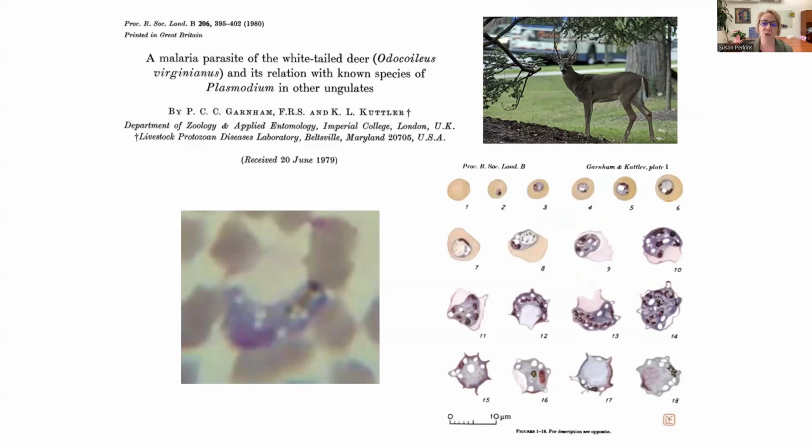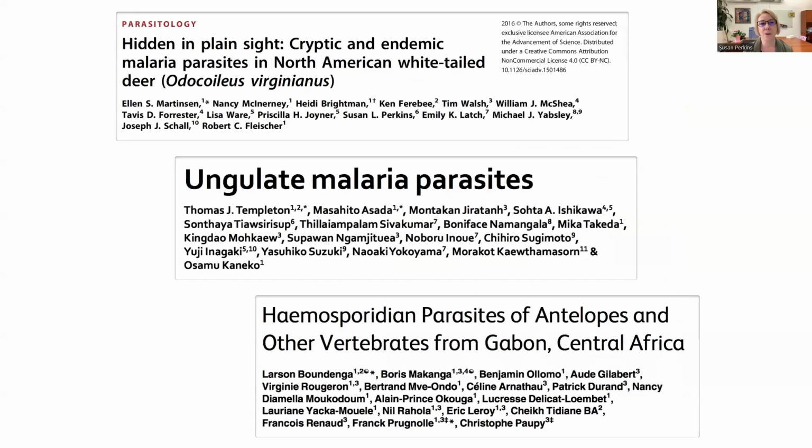But I think if you squint a little bit, you can see that it very much resembles this species of Plasmodium that PCC Garnham, who we think of as the godfather of malaria diversity, had described from white-tailed deer here in the US. And so Ellen got a bunch of other samples. We sent her some from New York State. And it turns out that this parasite, Plasmodium odocoilei, was here, as we termed in our paper, hidden in plain sight. Just no one had really looked at it.